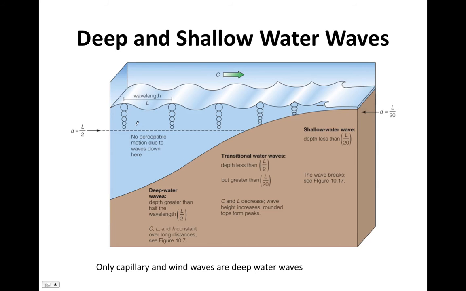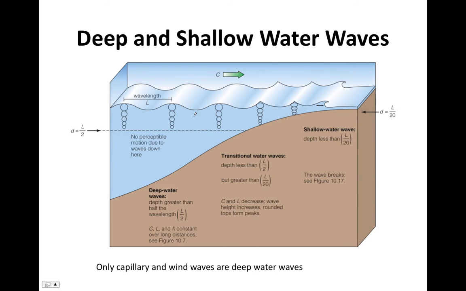Now we're going to look at the difference between deep water and shallow water waves. A deep water wave is a wave in which the water depth is greater than half of the wavelength. So here L is the wavelength, the distance between two crests. This dashed line represents the depth equal to half of the wavelength. This is a deep water wave because it is in water deeper than half the wavelength. So this wave, the water moving as the wave passes by, does not interact with the seafloor whatsoever. So this is known as a deep water wave.